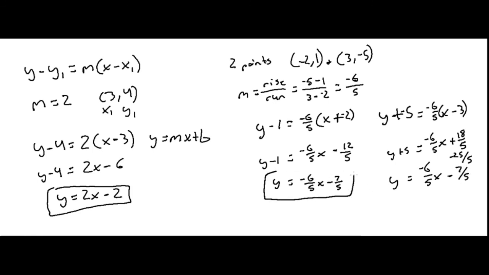So both of these are the same, which we would predict. So that would be the slope-intercept form for a line that goes through the two given points.